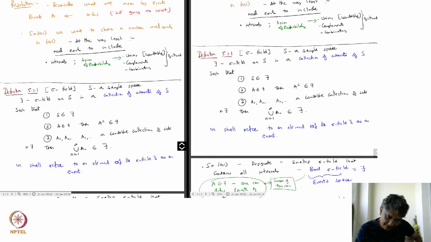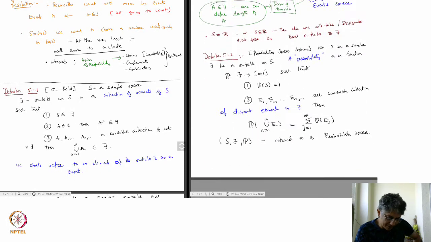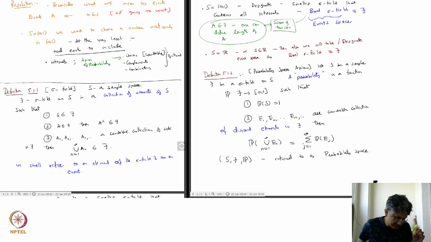Like I said, I want to understand events a little differently. So I put a bunch of rules for events. That is, if S is there, and A is there, then A complement is there. If I have a countable collection of events, then the union is there. So that's what I call a sigma field. And I'll think of any element of a sigma field as an event. Now, if I restrict myself to this class of events, and I take the sigma field that contains all intervals, and I take the smallest one that does that, that's called the Borel sigma field. That will be my event space for S equals [0, 1].